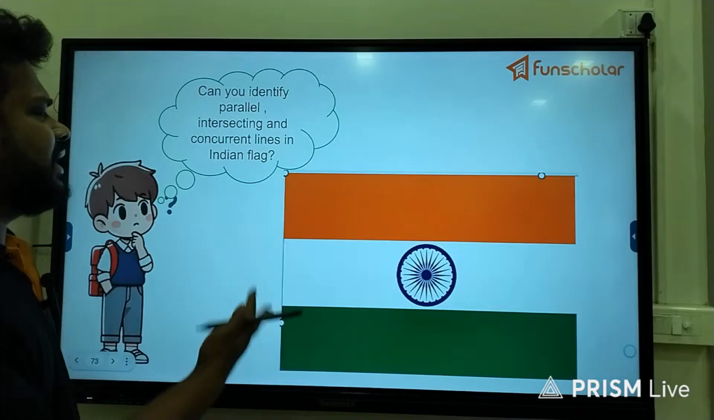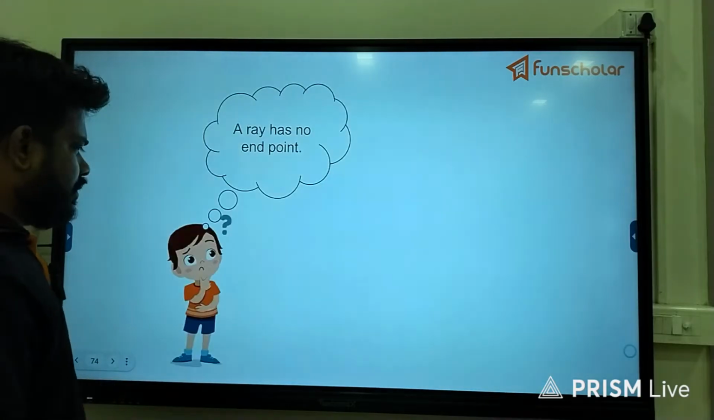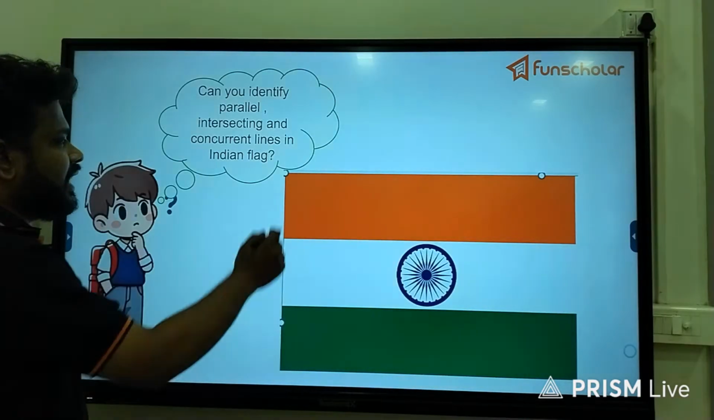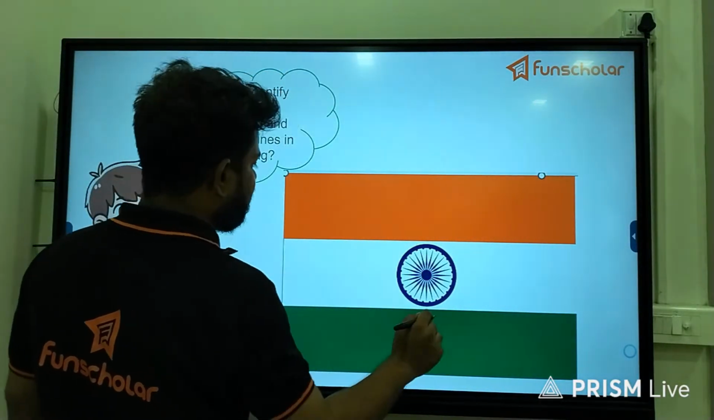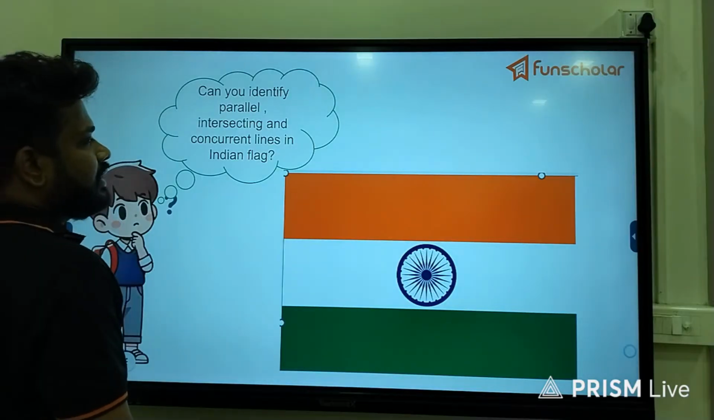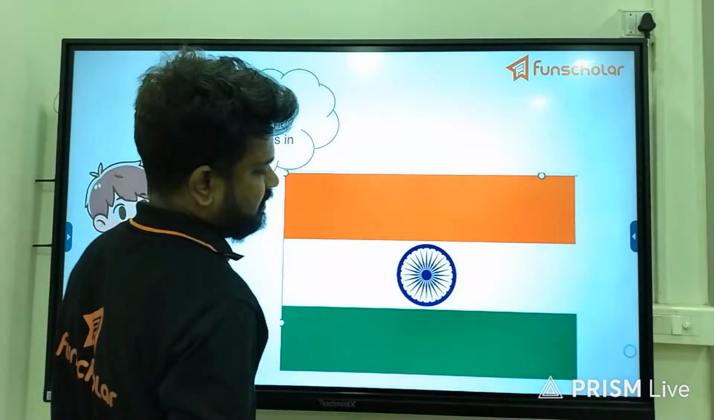So you can generally tell. Okay, so parallel lines will be like these lines, which will be parallel. These lines are intersecting, and the concurrent lines will be this and this. Okay.